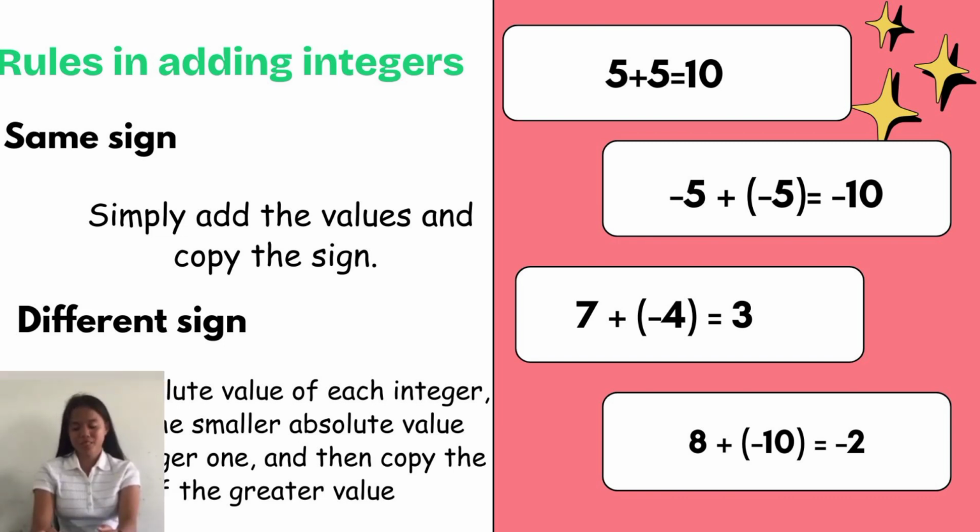Now let's proceed to example 2, which is negative 10 plus 8. We'll find the absolute values, which are 8 and 10. Since it has different sign, we will subtract 8 from 10. So 10 minus 8 is equal to 2. And as you can see, the 10 has the greater value, which is negative, so our answer is negative 2.